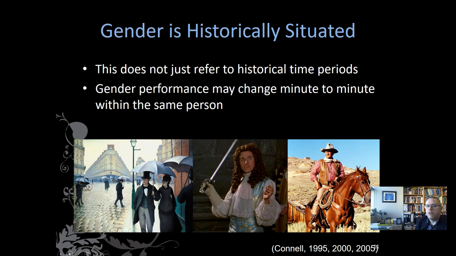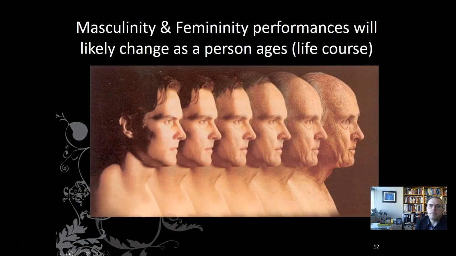So in other words, gender performance can change from minute to minute within the same person. And so the gender performance you may get from a person now may be very different than the performance 5 minutes from now, and this may be influenced by who's around them. And so because of that, there's not one single masculinity and there's not single femininity even within the same person. There are lots of different performances of masculinity or femininity or trans identity at any given point in time.